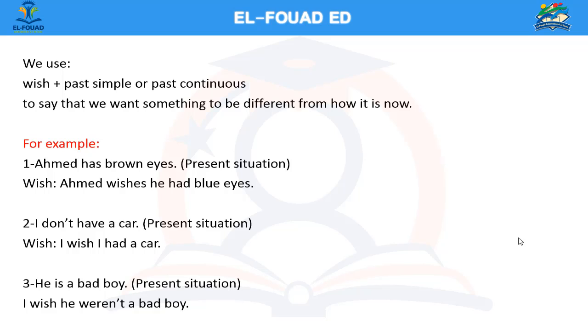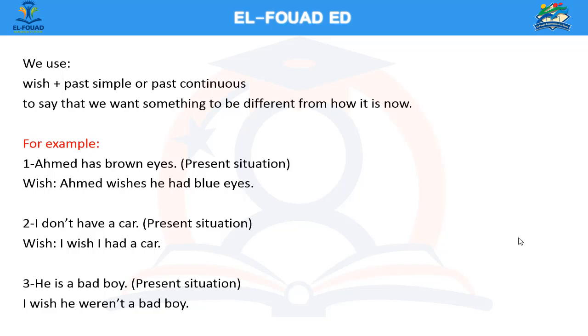Now let's move to our grammar. Today we are going to speak about wish. What is wish? When we are speaking about something we want to happen, it's very unlikely to happen. We are going to speak about wish for the present situation. When I use wish for the present situation, I transfer it to past or past continuous.